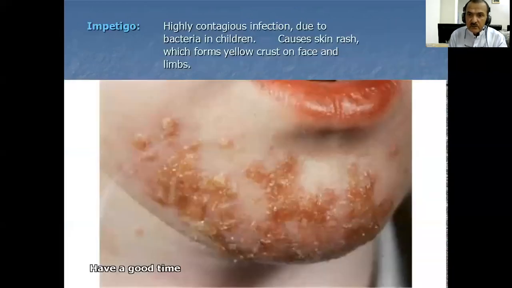So let us see the pictures of impetigo. A very good picture. Surely, I think 101% that it will be asked in your practical exam. What are the questions which can be asked from this impetigo picture? Impetigo is a highly contagious infection due to bacteria in the children age group. Skin rash which forms a yellow crust on the face and limbs. So these are the features that can be included in the answer.